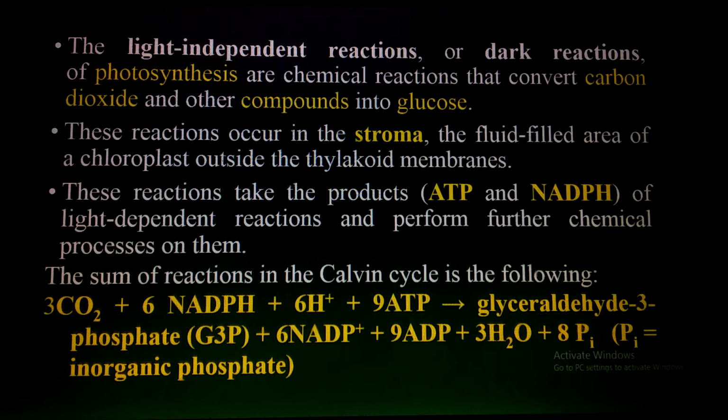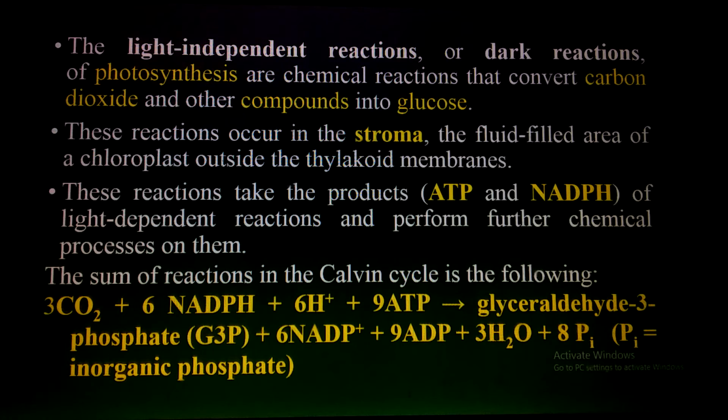Here I am showing you the light independent reaction. The water conversion occurs during the light reaction. So carbon dioxide and other compounds, which include ribulose bisphosphate, which I will discuss later on, are converted into glucose. These reactions occur in the stroma, the fluid-filled area of a chloroplast outside the thylakoid membrane.